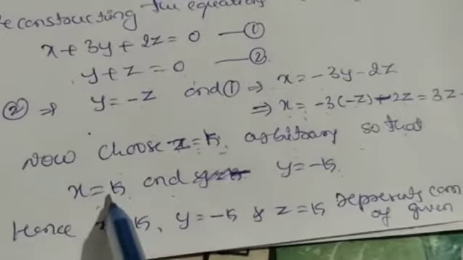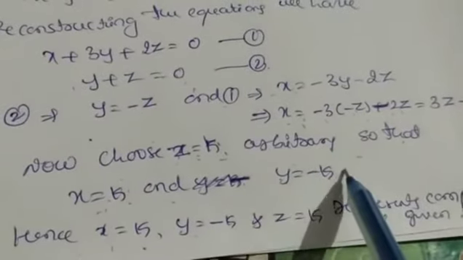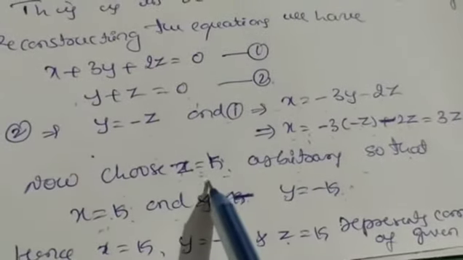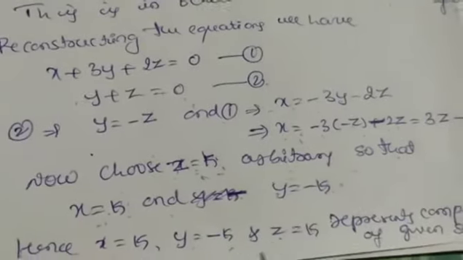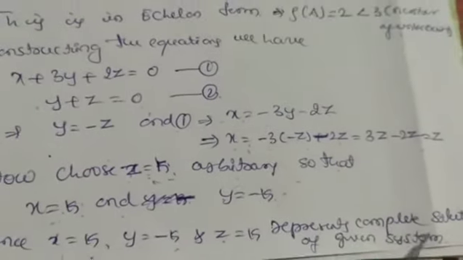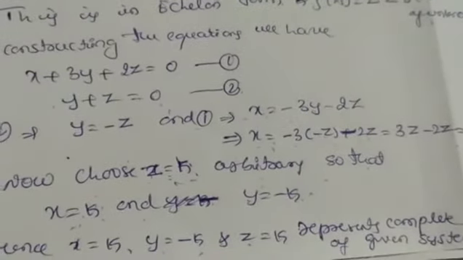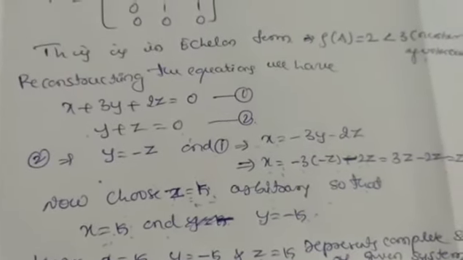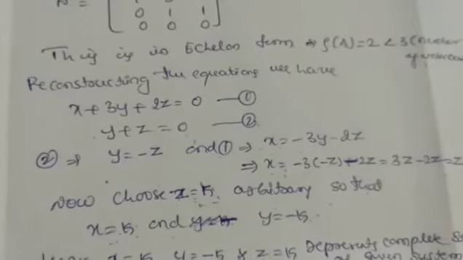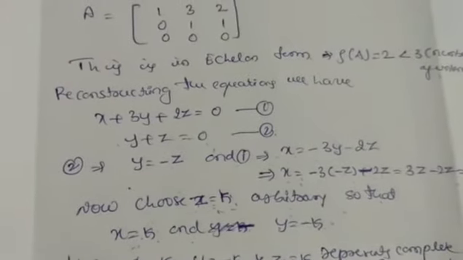Hence what we have here: x is equal to k, y is equal to minus k, and z is equal to k, which we have chosen as some arbitrary value. This represents the complete solution of the given system of equations. So this completes the solution of the linear equations. Thank you.